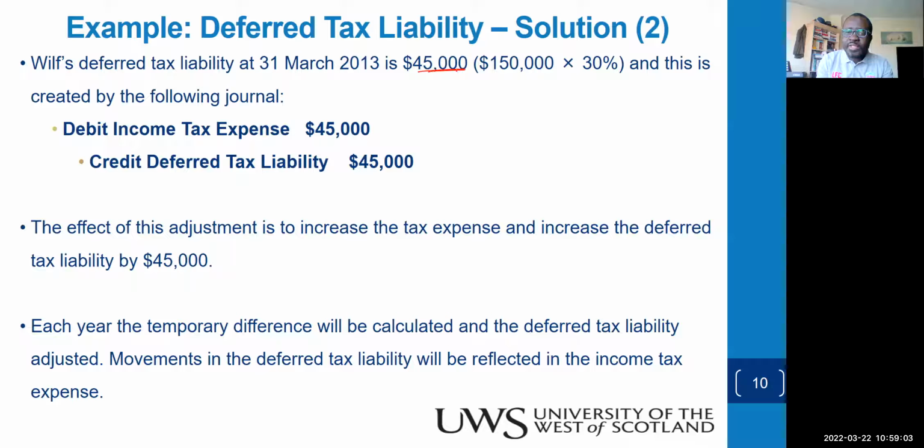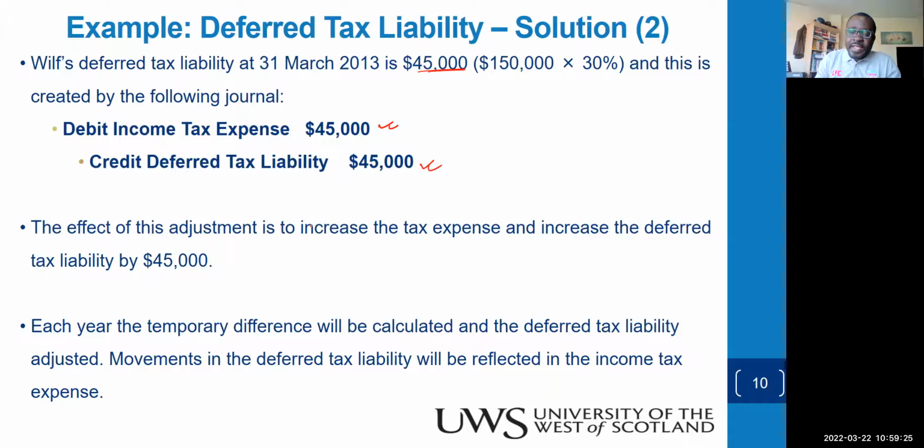So the deferred tax liability, like I said, we multiply by the tax rate of 30%, which gives us 45,000. So what do we do? The accounting entries. We debit our income tax expense, and then we recognize the deferred tax liability as usual. That's the first year. Now the effect of this is simply to increase our tax expense in our books and correspondingly also increase our deferred tax liability by the 45,000.